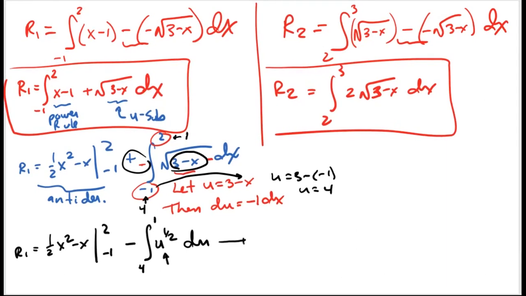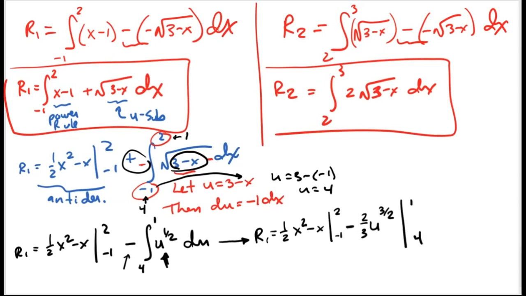So now we can write that region 1 is equal to 1/2 x squared minus x with the bounds from -1 to 2. The antiderivative here of u to the 1/2 is going to be u to the 3/2. When you divide by 3/2, you get 2/3. We have a minus out in front here, and the bounds of integration here are 1 to 4.